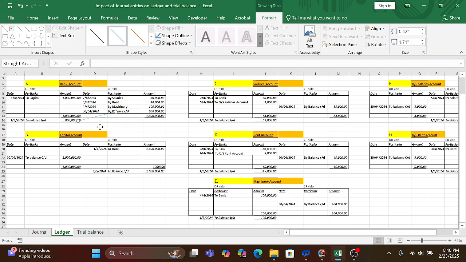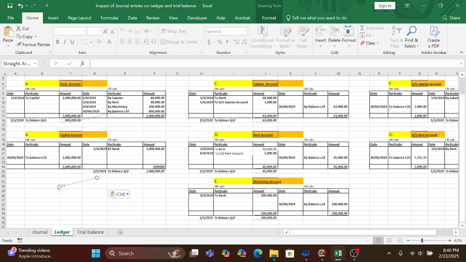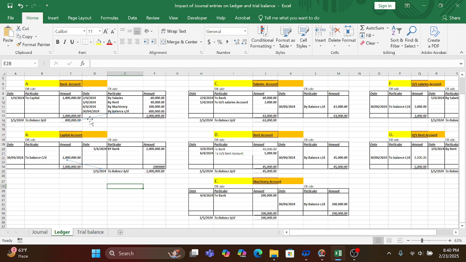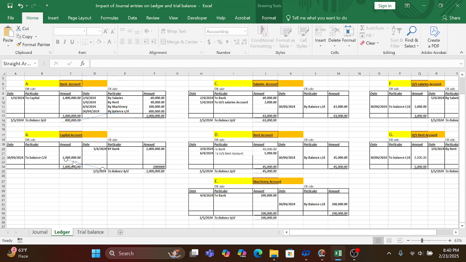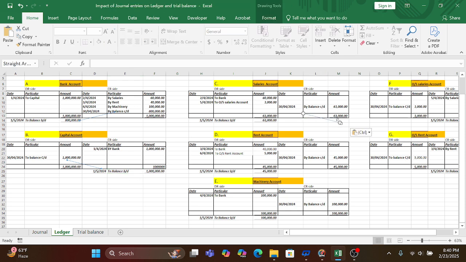If you see where we have closed our balance, here I have closed the bank account in the credit side, so it will be opened in the debit side. And the capital account closed in the debit side, so it will be opened in the next month in the credit side. Like in the salary account I have closed the balance in the credit side, so it will be opened in the debit side.